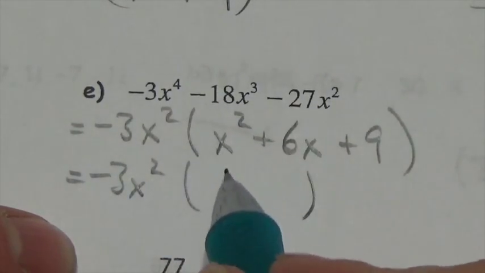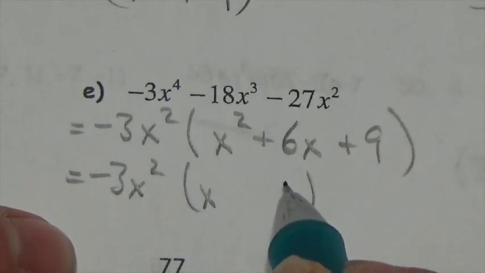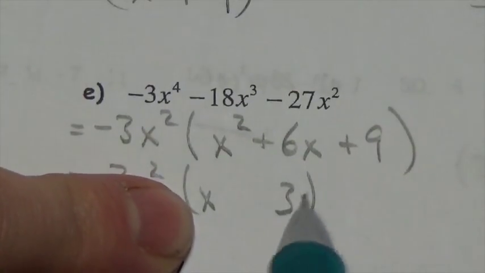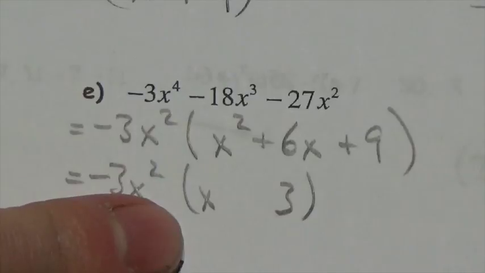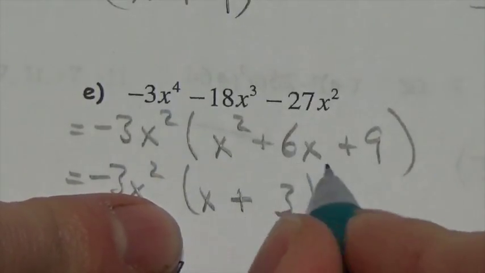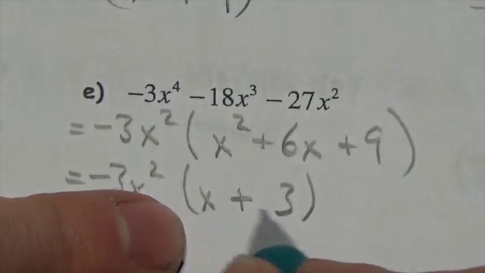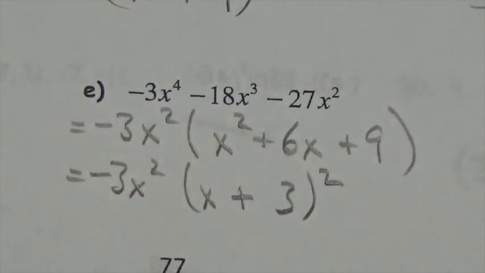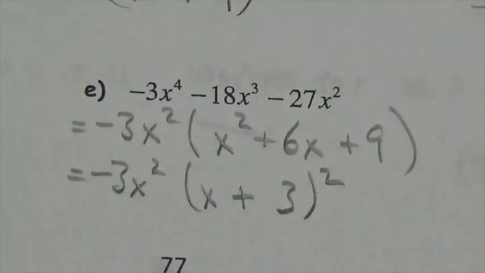Now, square root of x squared is x. The square root of 9 is 3. x times 3 is 3x. Multiplied by 2, does that get me 6x? Yes, it does. So this right here can factor down to x plus 3 as long as I put a square up top there. And that's the answer that I'm looking for.